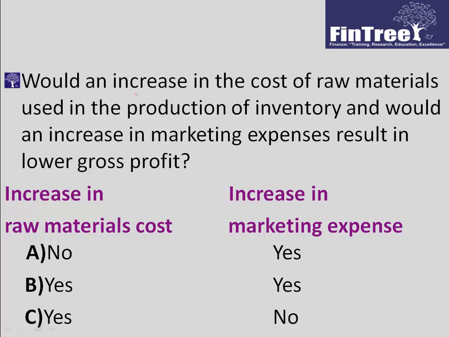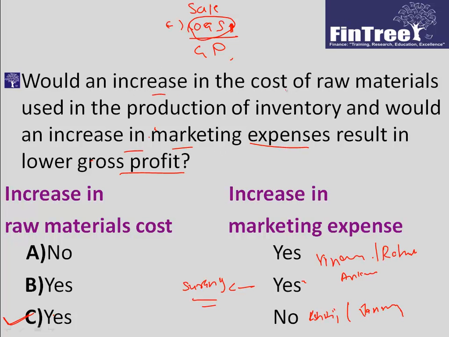So here it says an increase in the cost of raw material. If the cost of raw material increases, my COGS will increase, my gross profit will decrease. So the answer is yes. But if my marketing expenses increase, which is not my manufacturing cost, my total profit will decrease, but my gross profit will be the same, because marketing cost would be part of SG&A, selling, general and administrative expenses. So the answer is C.